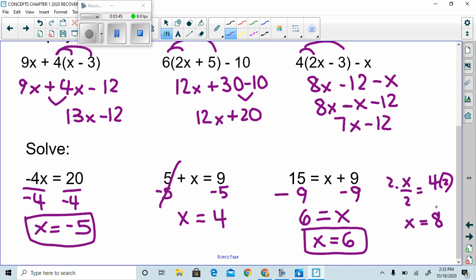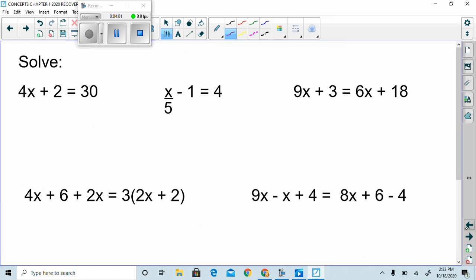Let's move on to the next part of solving equations, which are the two-step and the multi-step. In our two-step, we might have two inverse operations, or we may even encounter combining like terms as well. Let's see a few of those. In this first one, it appears I have two inverse operations. I'll start by subtracting 2. That leaves me with 4x is equal to 28. Last part, divide by 4. X is equal to 7.